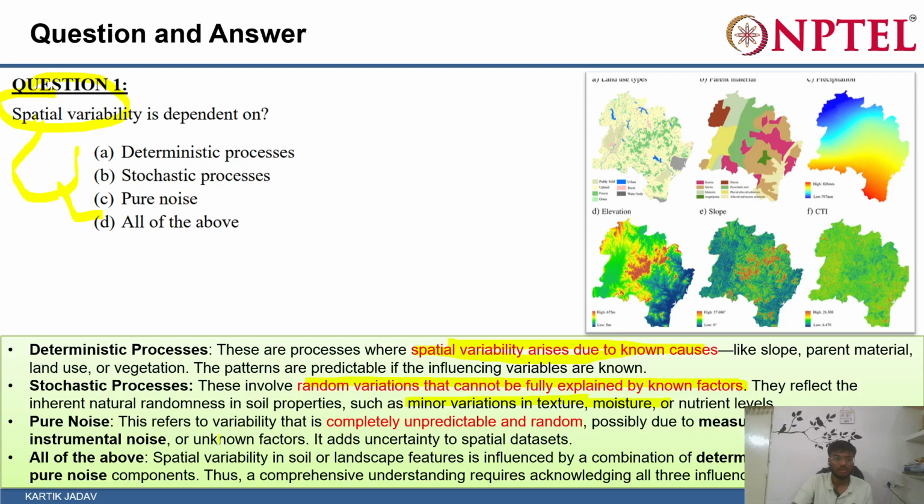While pure noise refers to variability that is completely unpredictable and random in nature, possibly due to measurement errors as well as instrumental noise that is unknown to us, that adds uncertainty to the spatial data set. So, all of the above is the correct answer for question number one.